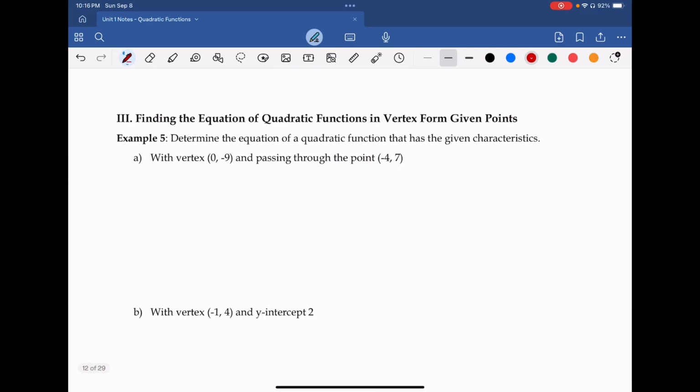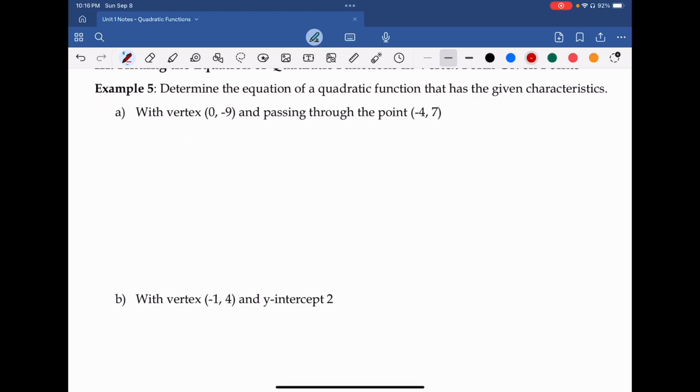All right, now let's go to our next example here. So this is all dealing with finding equations based on a description of things that happen within any given quadratic function. So determine the equation of the quadratic function that has the given characteristics. Let's start off with the first one. Now they're all going to look a little different, so be aware of that. Here's what the first one says. With a vertex point of 0 and negative 9 and passing through a specific point.